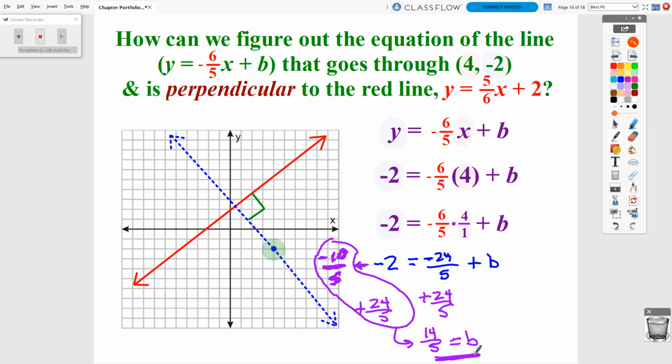Just real quick, 14/5, what is that? That's 2 4/5. So that tells me that right up here at 2 4/5, that's where the blue line hits the y-axis. And hey, that looks pretty reasonable, right? We said it was almost at 3, but not quite at 3. And 2 4/5 is 2.8 if I wanted to express it as a decimal. Okay? So yeah, that looks great there.